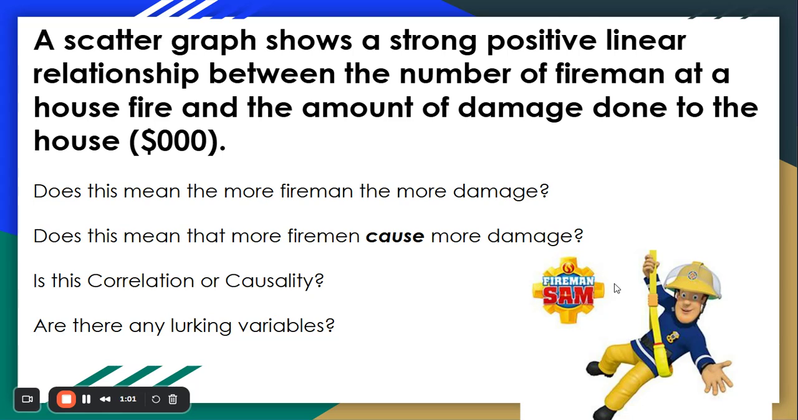So we'd have to think about this and say, okay, what kind of things would cause there to be more firemen? So a bigger fire, a bigger property. Yes, a bigger property, more damage. So a lurking variable is something that's in the background affecting what's going on, but not one of the variables we're investigating. So the size of the property could be a lurking variable here. It could be part of the cause for these two things to be correlated or related. Okay?